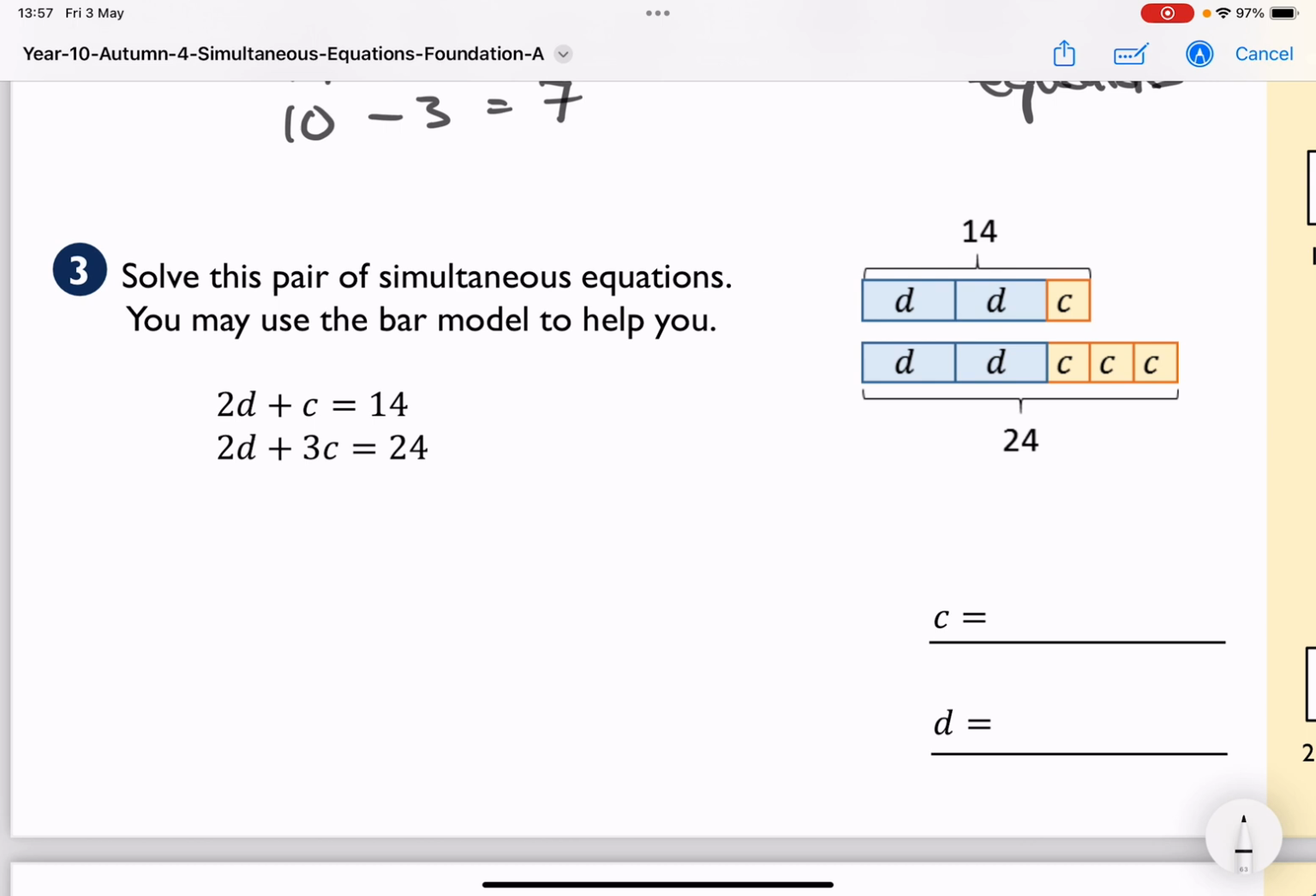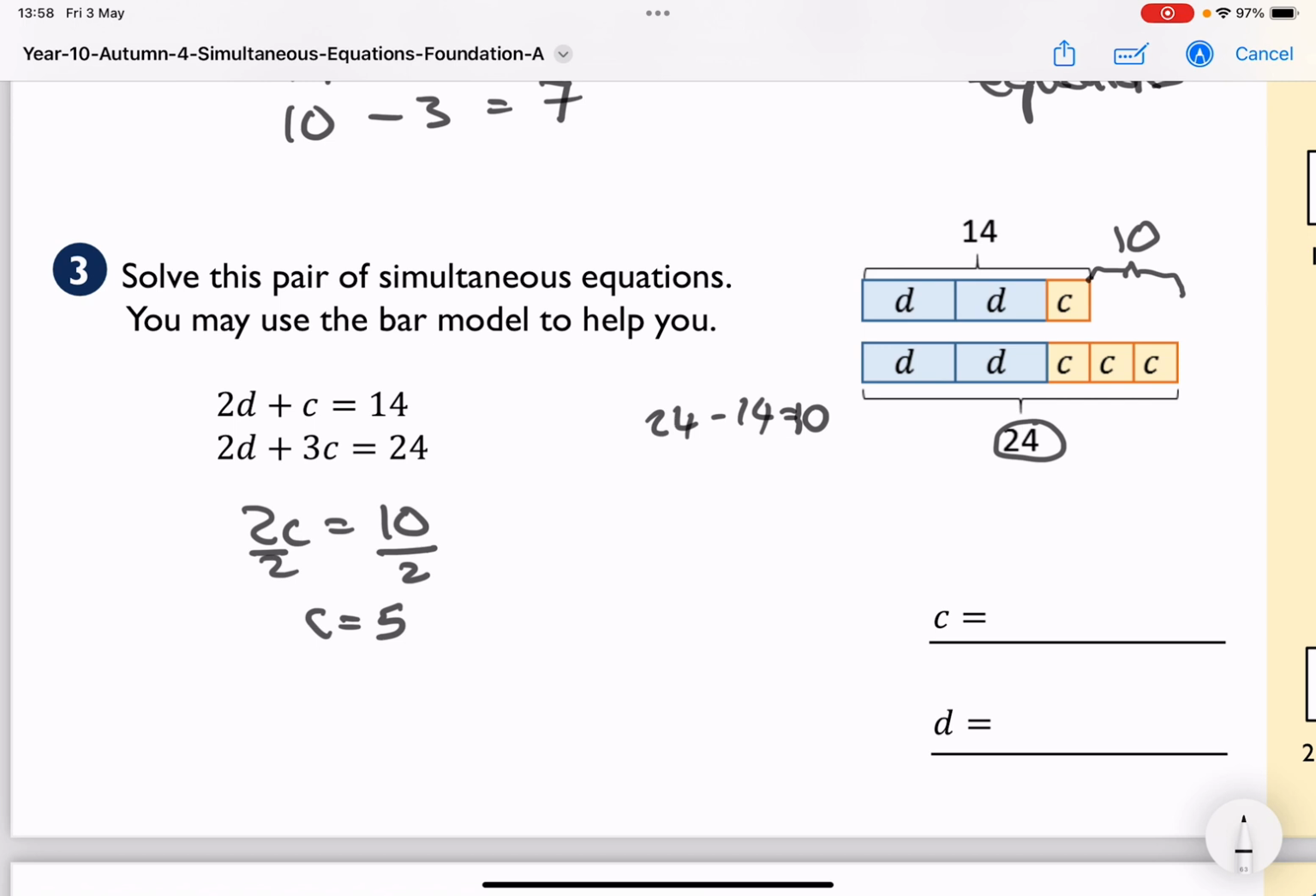It's not often I use bar models, but then when I'm forced to use it, then I will use it. So what I can see here is, in fact, 24 is all the way along the bar model, and 14 is that far along with the 2 D's and the C. Well, to get from 14 to 24, 24 minus 14 equals 10. Oops, write that in 10. So I know that here 2C equals 10. If I divide by 2, that tells me that C equals 5.